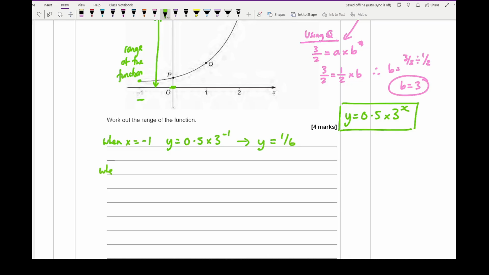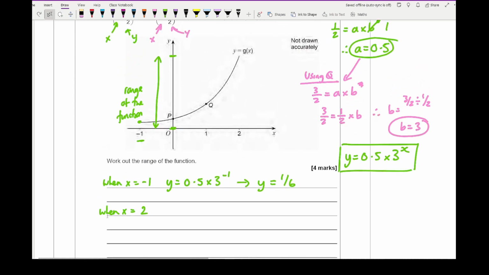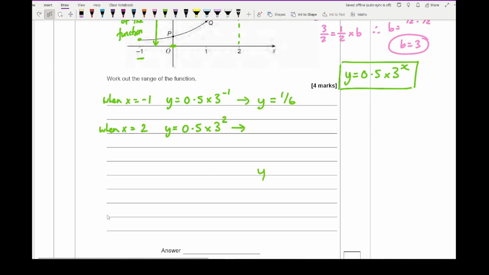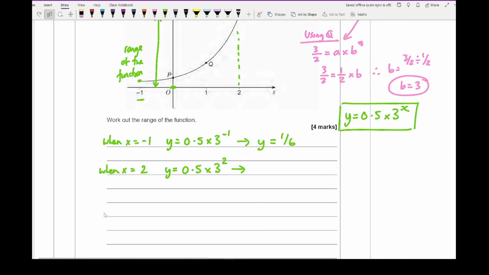Now when x equals 2, which is the biggest value that I could choose, this value of 2 is going to give me what this value here is. So substituting that into the equation of the line, I get y equals 0.5 multiplied by 3, this time squared. Typing that all into my calculator, we get a y value of 4.5, and this is my range.